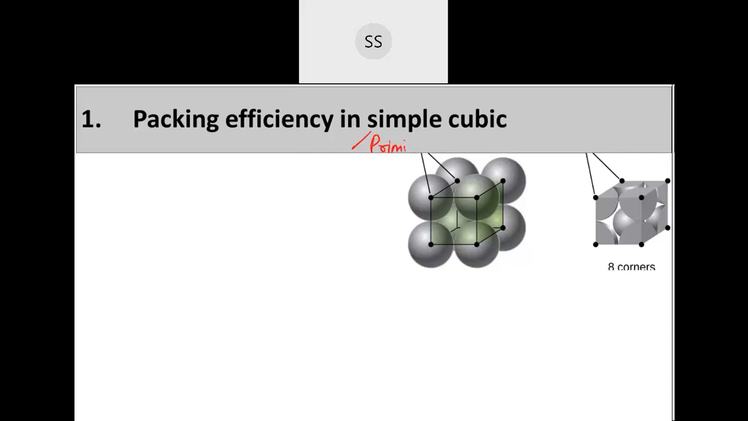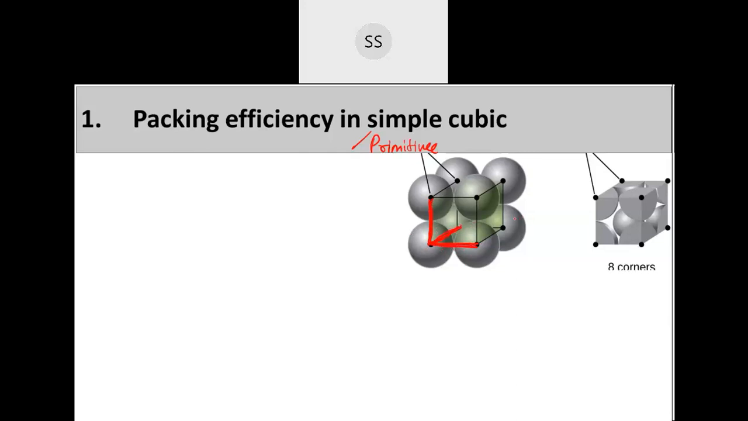So we are taking a cubic unit cell, where cube means what? Cube is a three-dimensional unit where all the sides are equal, correct? So here all the sides, that is this length, breadth and height, all of these three are going to be equal. That is what we call a cube. Cube means where all the sides are equal. So here all of these sides are going to be equal.